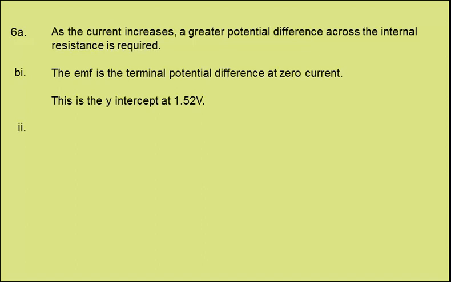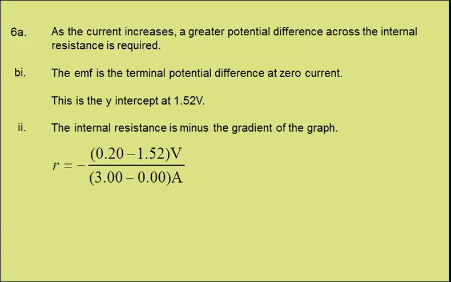In part 2, we need to use the graph to find the internal resistance of the cell. Well, the internal resistance is given by minus the gradient of the graph. The figures I've taken are taking the voltage from 1.52 volts to 0.2 volts and the current from 0 amps to 3 amps. This gives an internal resistance of 0.44 ohms.